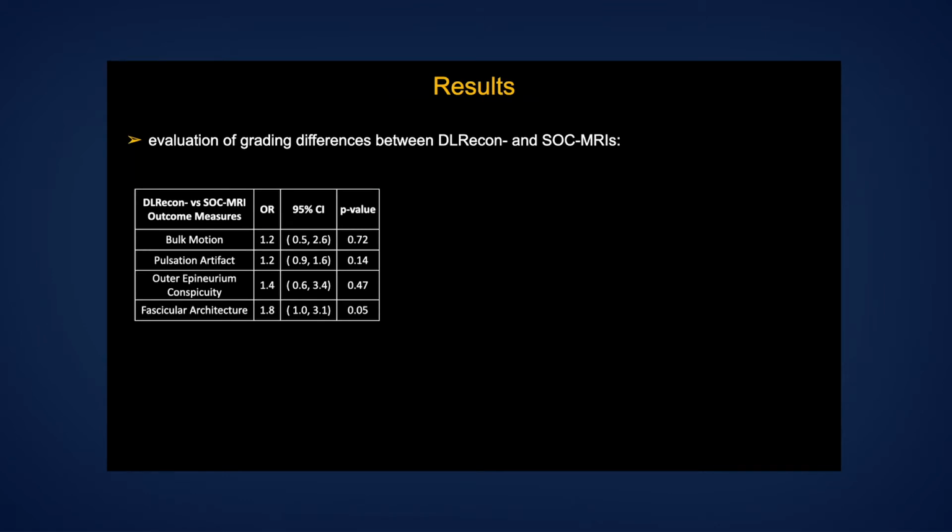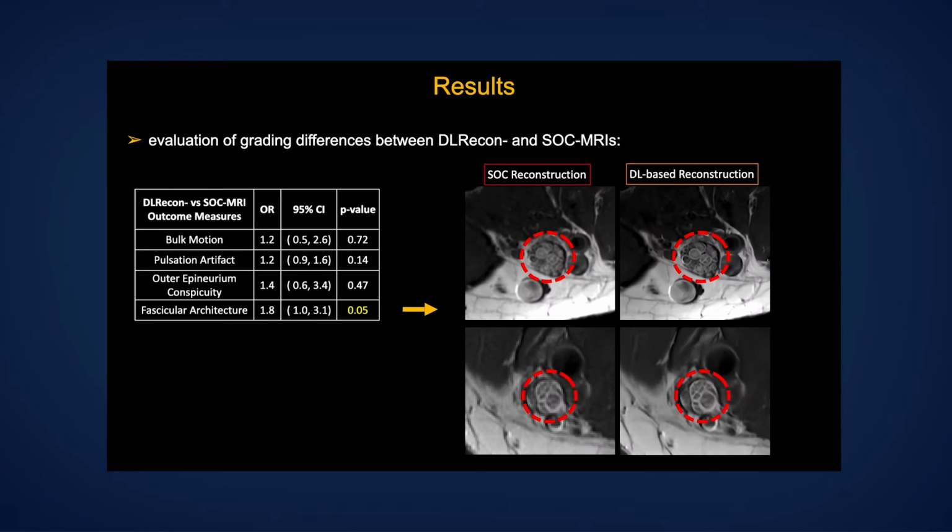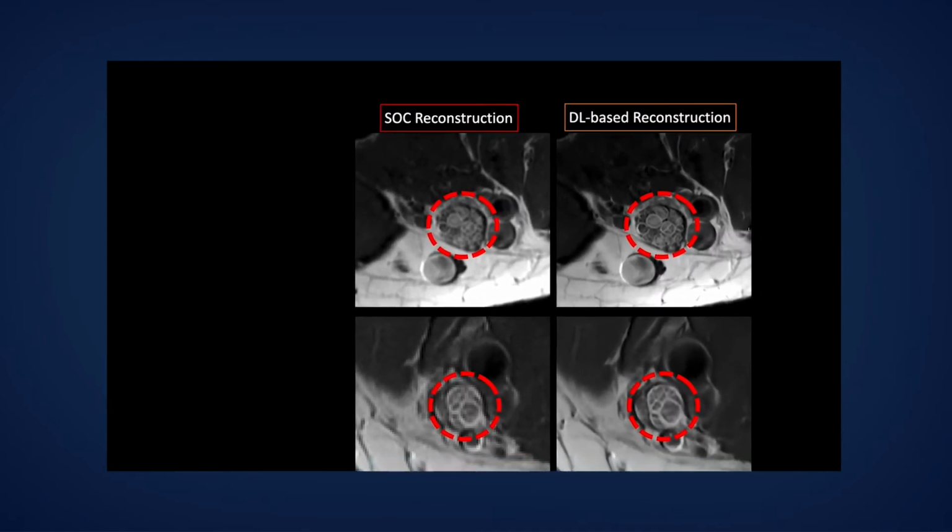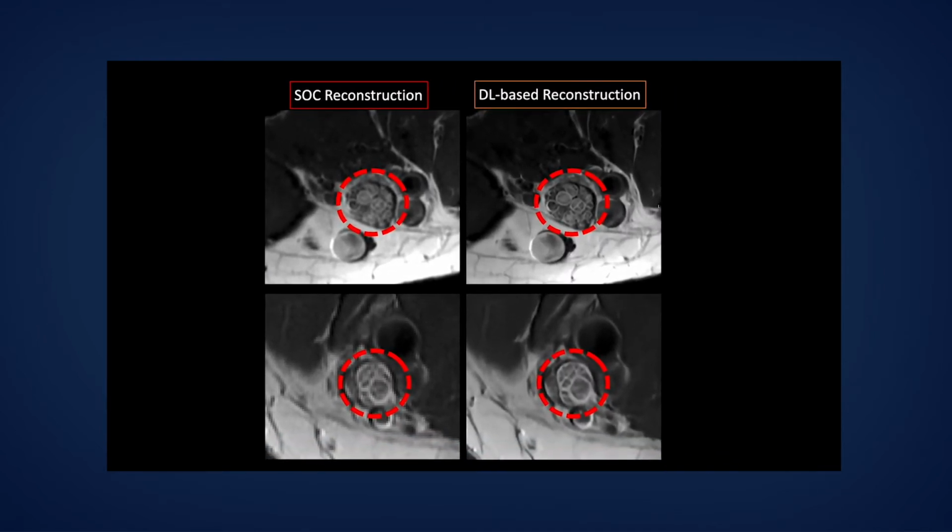We evaluated the grading differences between the DL Recon and standard of care MRIs and found that for bulk and pulsation artifact, as well as outer epineurium conspicuity, there was no statistically significant difference for grading differences. However, there was a statistically significant difference in terms of the fascicular architecture between the standard of care reconstruction and the DL-based reconstruction, noting that the DL-based reconstruction shows much more conspicuous internal fascicular architecture in these two examples on the top row and the bottom row with the two different reconstructions in these patients with spontaneous median neuropathies.